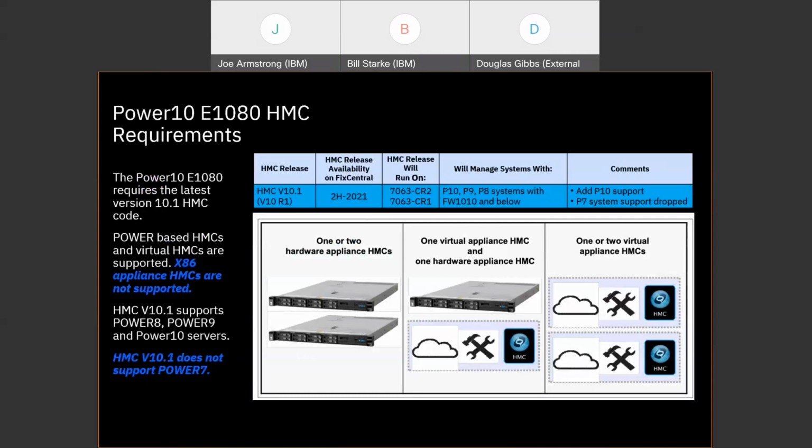Mostly what I see is people usually have at least one appliance, is what I've seen in the past. A lot of people do one appliance and one virtual, but like I said, the virtual has all the functionality of the appliance. They're the same that way, so it really doesn't matter.